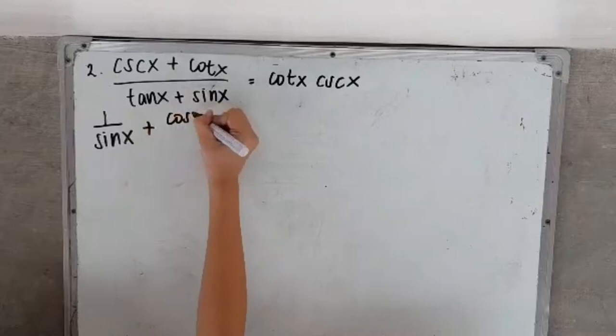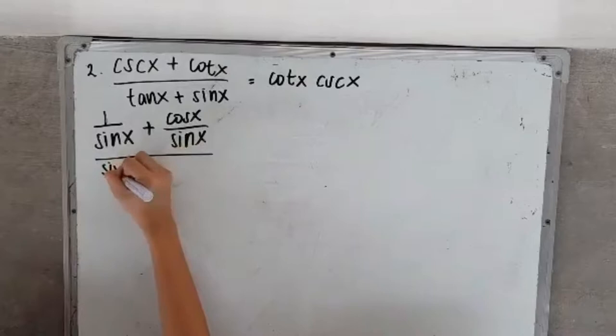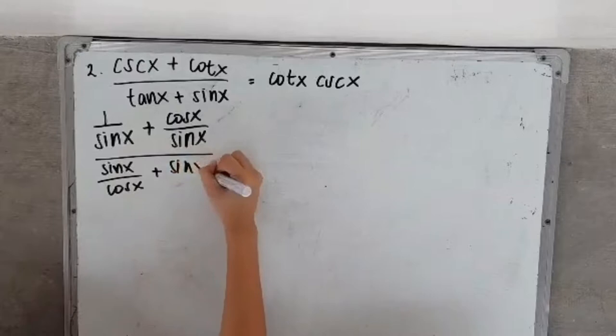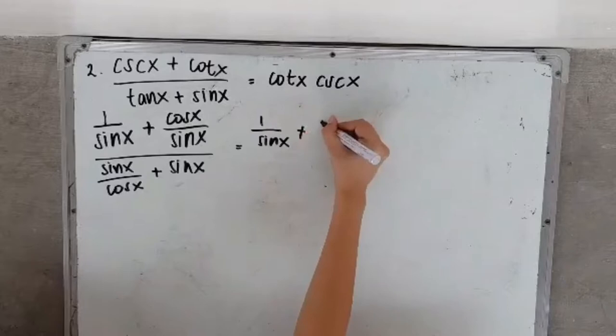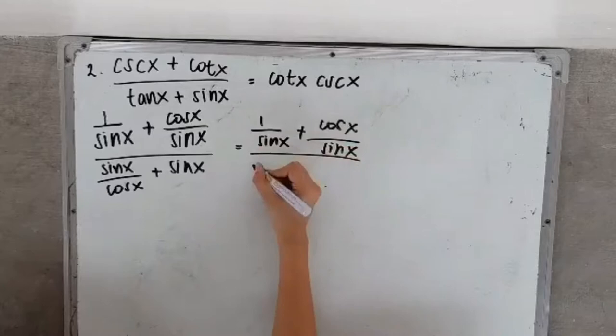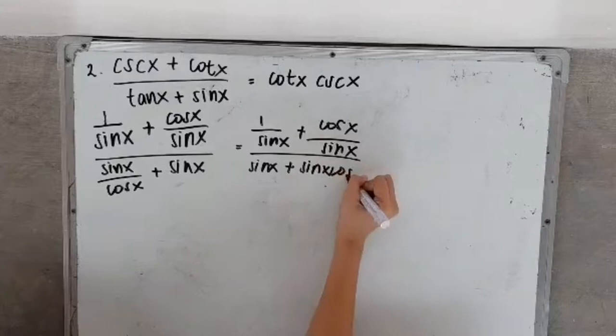In all equations, you have to choose the more complex side because it will be efficient. And so in problem number 2, we will choose the left-hand side of the equation. Using the reciprocal identity, in cosecant x, we will get 1 over sine x. And in cotangent x and tangent x, we will use the ratio identity. Cotangent x is cosine x over sine x, and tangent x is sine x over cosine x.